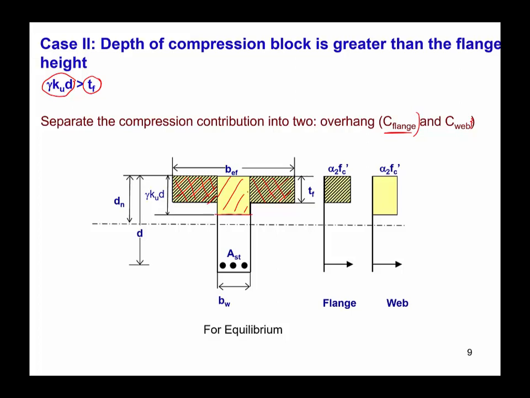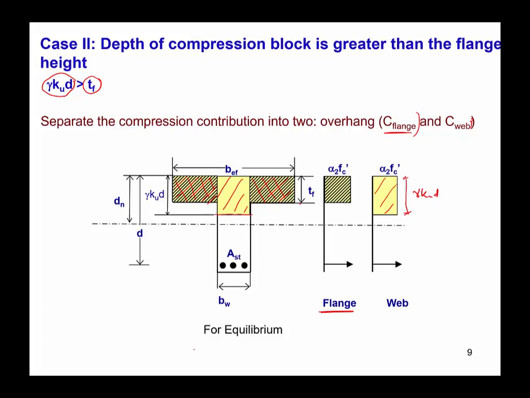As you can see, this is the compression block for the flange, where the depth is exactly equal to the depth of the slab, tf, and the second one is the middle web portion, where the depth is the depth of the equivalent stress block, that is gamma ku d. If we break it down into these two parts, then we can find out the total volume of this T-shaped equivalent stress block. So let's see how we do that.